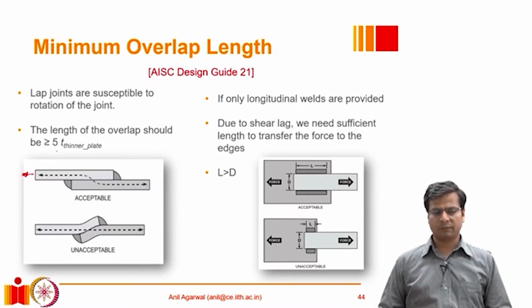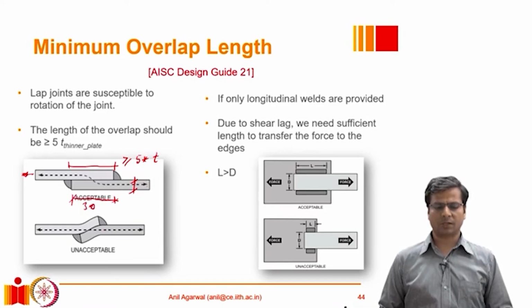Okay, one way to achieve that is to make sure that this length of the overlap that is provided here should be at least greater than or equal to 5 times the thickness of the plate. So we know the plate thickness. If plate thickness is, let's say, 6 millimeter, we have to at least make sure that 30 millimeter overlap is available, and the larger the overlap, the smaller the moment would be.